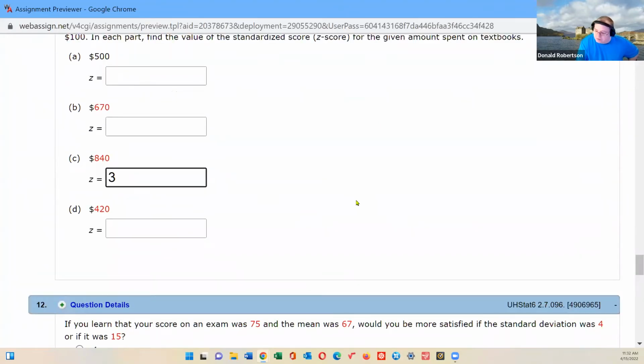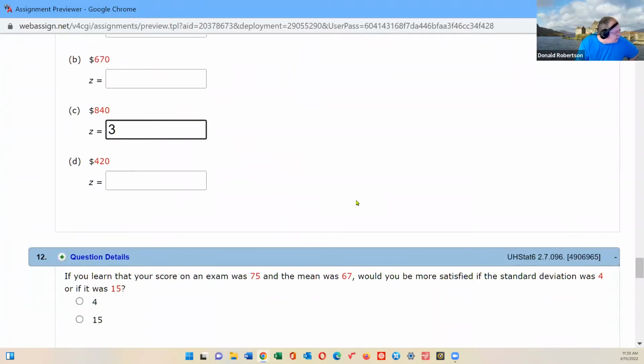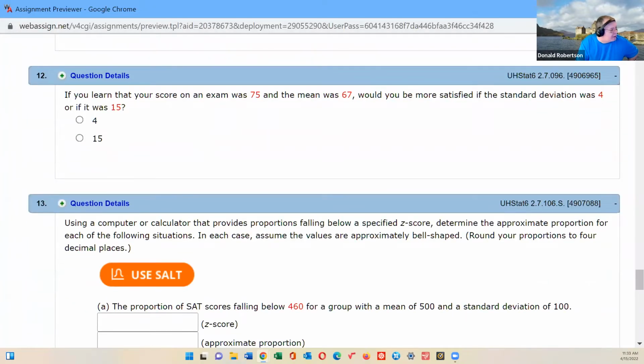Are you good with those questions? So if I gave you a mean and standard deviation and I asked you to calculate its z-score, would you be comfortable with that? Okay. Now, the next one, make this a little bit bigger so we can maybe read it.